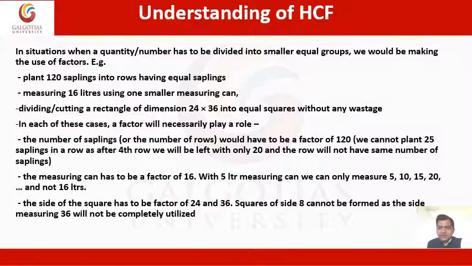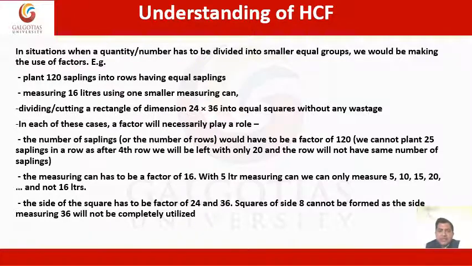Highest common factor. Before that, let me take a few live examples that you would be doing in day-to-day life. Suppose you have to plant 120 saplings into rows, having equal saplings. How many saplings can you plant in one row? Like 120 saplings have to be planted into rows, and all the rows should have equal saplings.